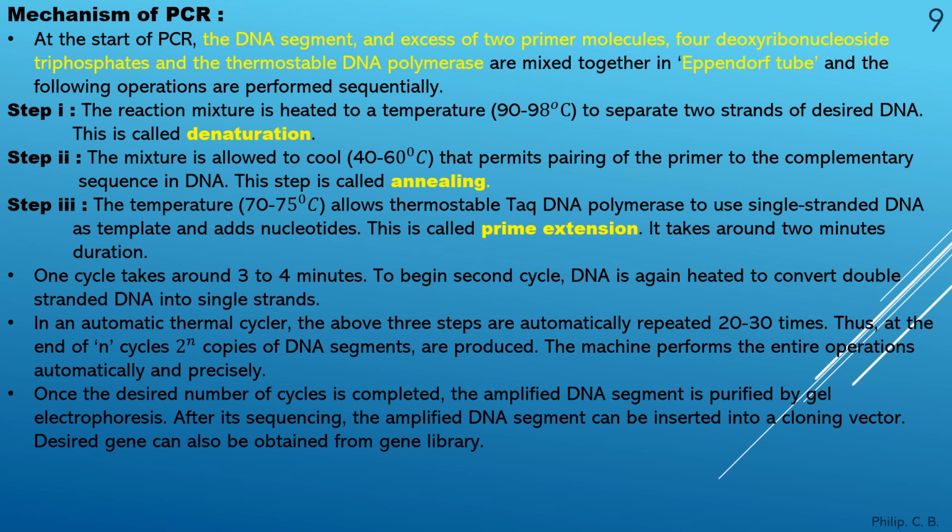What is denaturation? It is heated to a temperature of 90 to 98 degrees to separate the two strands of the desired DNA. Second is annealing, where it is allowed to cool to 40 to 60 degrees centigrade, where the primer pairing with the complementary sequence of DNA takes place. And thirdly, the temperature of 70 to 75 degrees allows thermostable Taq DNA polymerase to use single stranded DNA as a template, or copy, and adds the nucleotides. Okay.